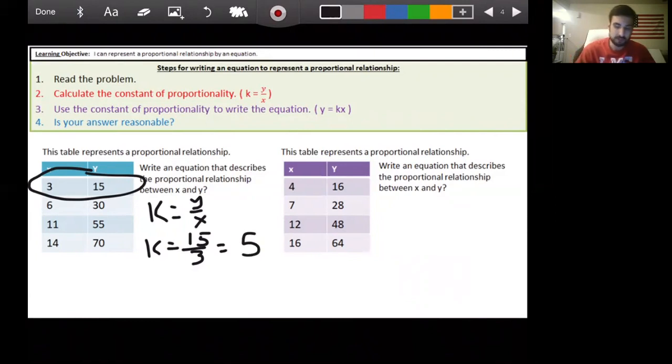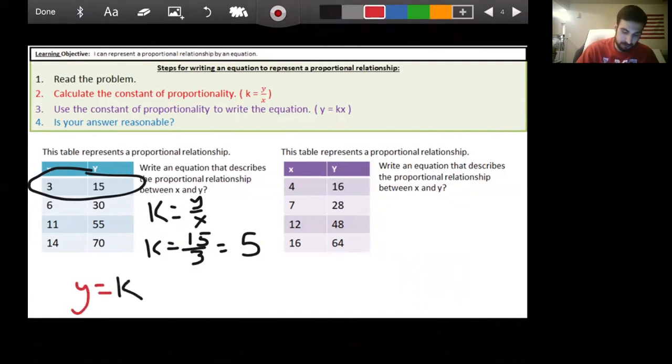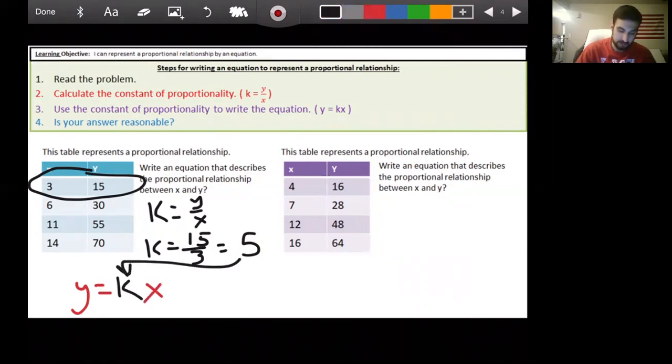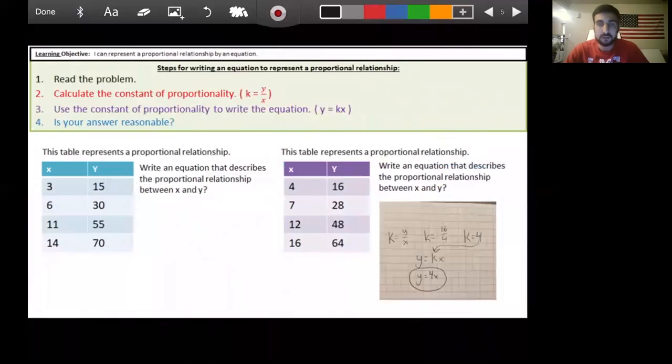So now I know k is equal to 5. All I'm going to do is take this and plug it in, where it looks like this. So y is equal to kx. I'm going to take what I found for k, plug it in right here. Y is equal to 5x. And that would be our equation for this table. Go ahead and pause your video, work on the one on the right. And what you should have is y equals 4x.